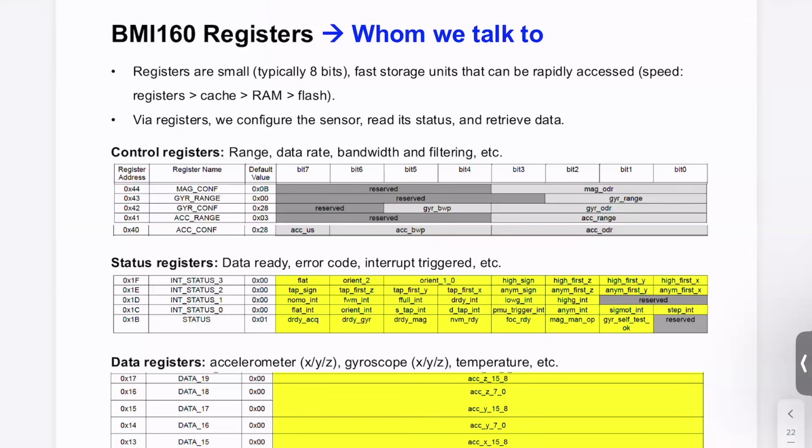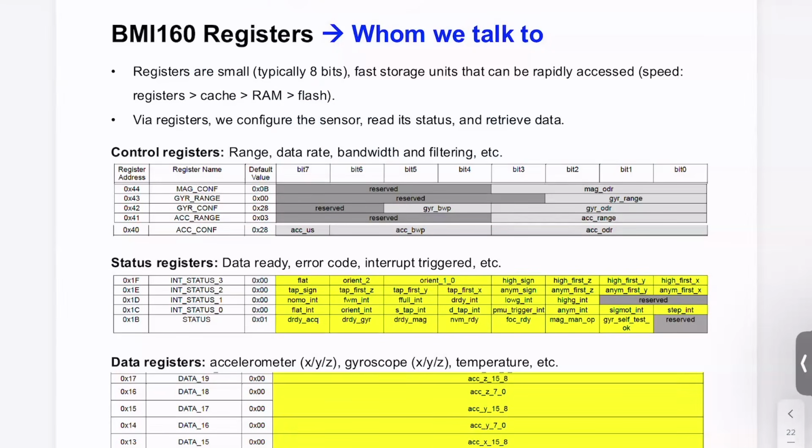We are essentially talking to something called registers. Simply speaking, registers are small, fast storage units that can be rapidly accessed. They are faster than RAM and flash. So when we say we talk to the accelerometer, we are really just reading or writing these registers.